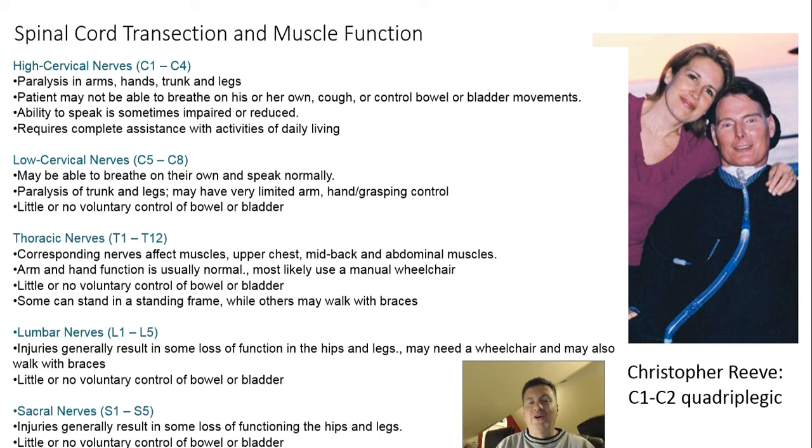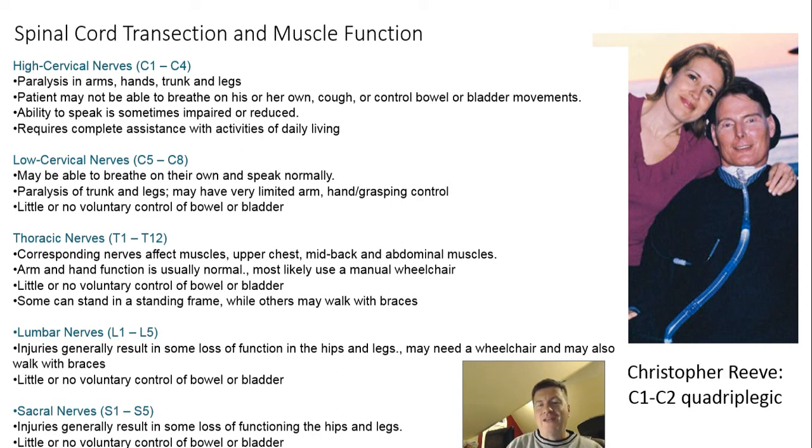As you go further down from C1 to C4, down to C5 to C8, as you get to the end of the cervical vertebrae, you start to have more and more respiratory control. You see the thoracic nerves. If you have injuries between T1 and T12, then people typically still have arm function. If you go down a little bit lower into the lumbar vertebrae, they're going to have more leg function.